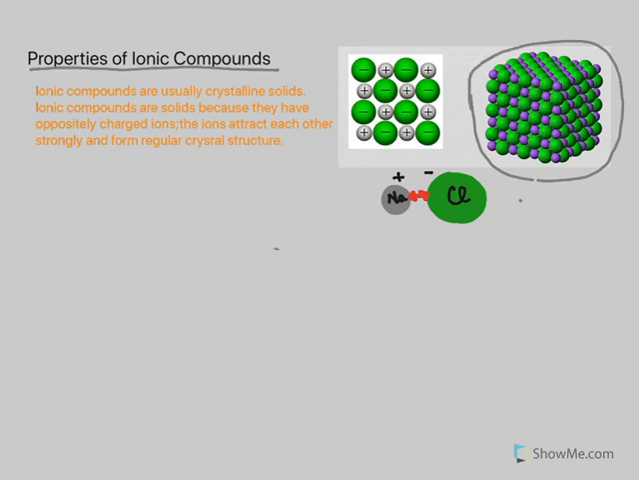So the first property of ionic compounds is that they are usually crystalline solids. Why are they crystalline? They are solids because they have oppositely charged ions. The ions attract each other strongly and form a regular crystal. There is a proper arrangement of ions because you have the positive, the negative, positive, negative alternating with one another, forming a proper crystal of sodium chloride.